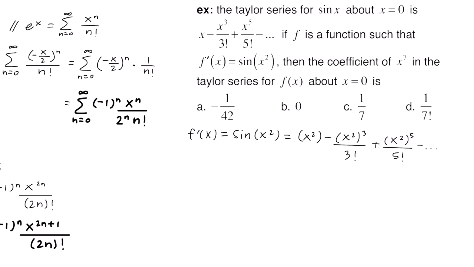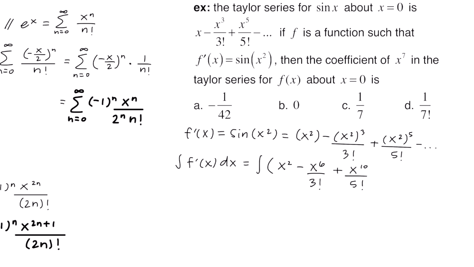So that means we're going to take this series f prime and we're going to integrate it. So we're going to take the integral of f prime. So that means we're going to take the integral of these terms. So I'm going to write them out. We have x squared, we have minus x to the 6th over 3 factorial, and then plus x to the 10th over 5 factorial. So let's go ahead and integrate this.